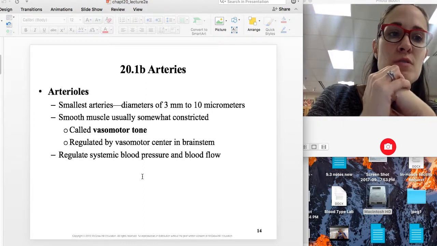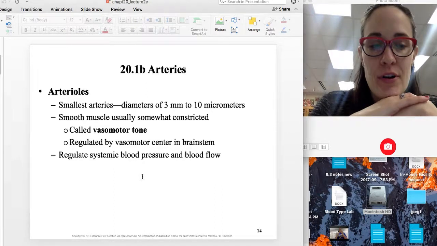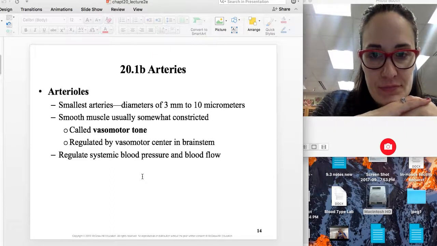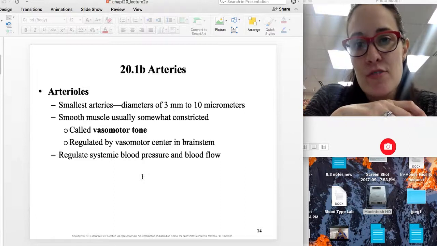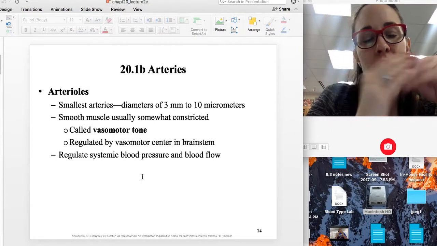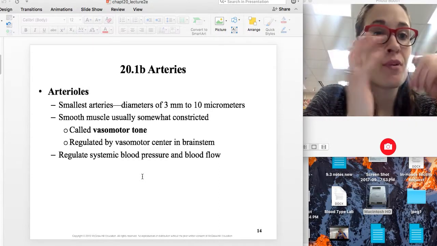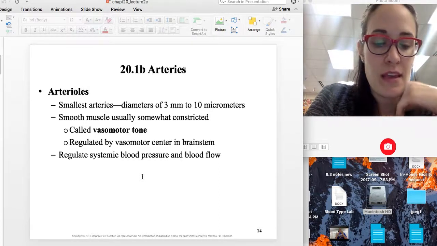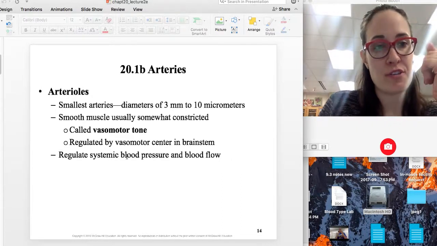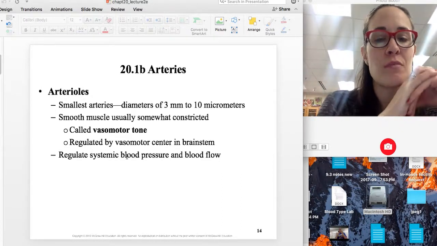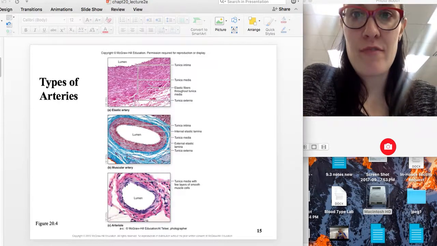Receiving blood from those muscular arteries are your arterioles. These are your smallest diameter arteries. And it does have smooth muscle. Usually it's somewhat constricted to maintain what's called vasomotor tone, to keep the blood moving. So they help regulate systemic blood pressure, or that top number in a blood pressure reading, the maximum pressure in blood flow. Very important for that reason.